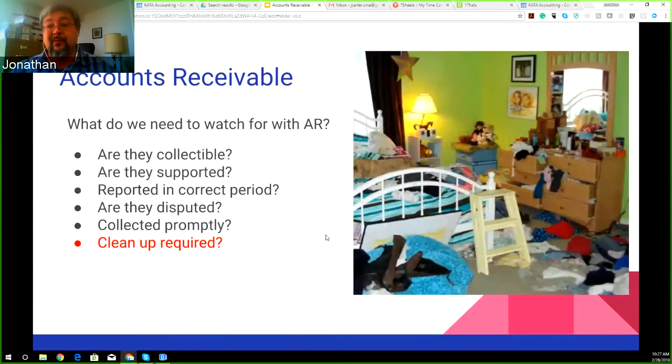So the first question we always ask is, is there cleanup required? Does a customer owe you negative 16 cents? Does another customer owe you 25 cents?